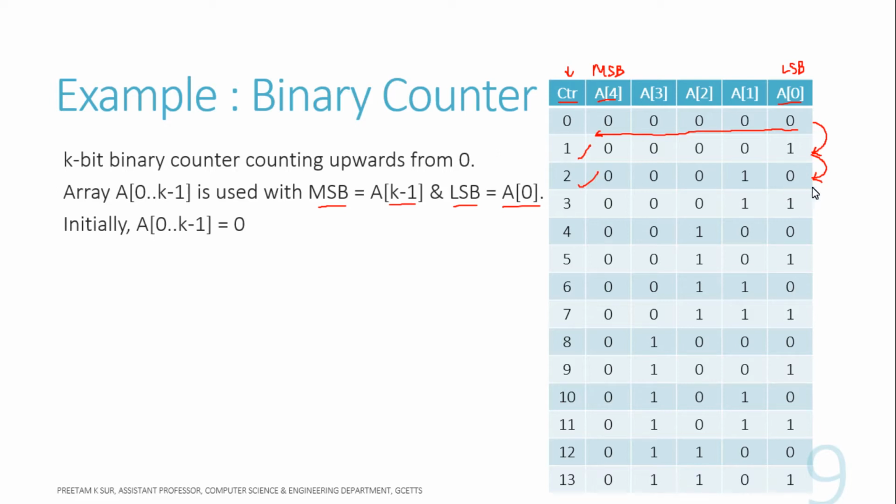Now if you again call the increment operation over here, the bit string will be converted to 00011, which essentially represents the decimal value of 3. And again, if you do the increment operation, the bit string is going to change to 00100, and the respective decimal value is going to be 4.